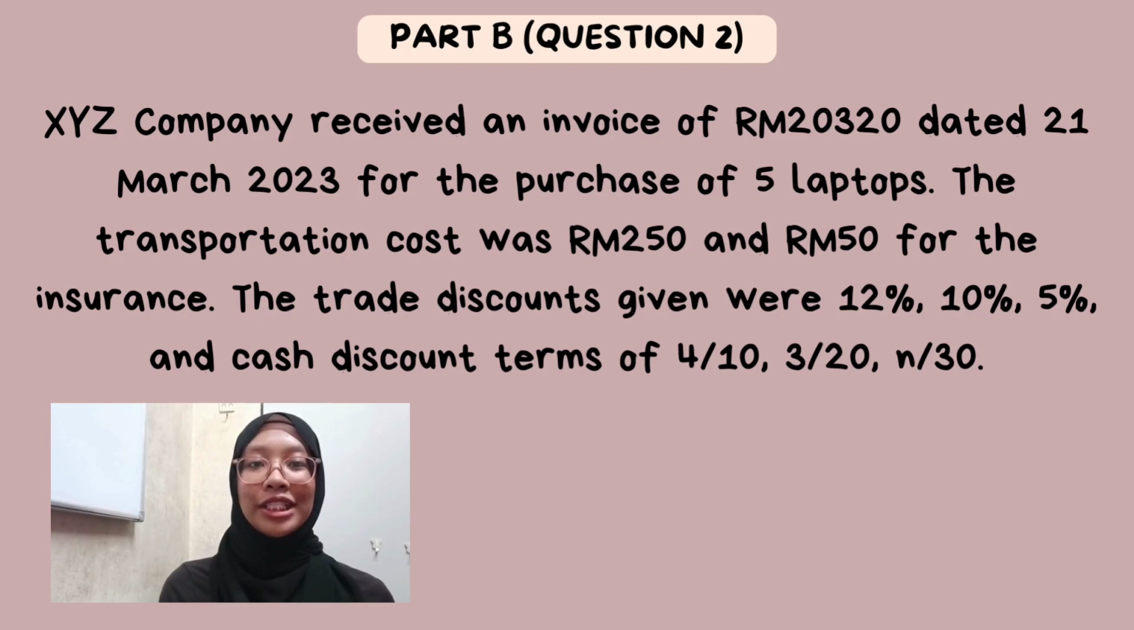So next, I will explain about the second question in part B. XYZ company received an invoice of 20,220 ringgit dated 21 March 2023 for the purchase of 5 laptops. The transportation cost was 250 ringgit and 50 ringgit for the insurance. The trade discounts given were 12%, 10% and 5% and cash discount terms of 4/10, 3/20 and N/30.